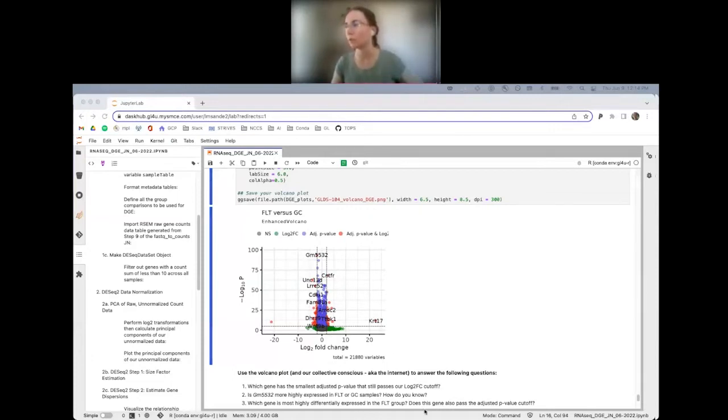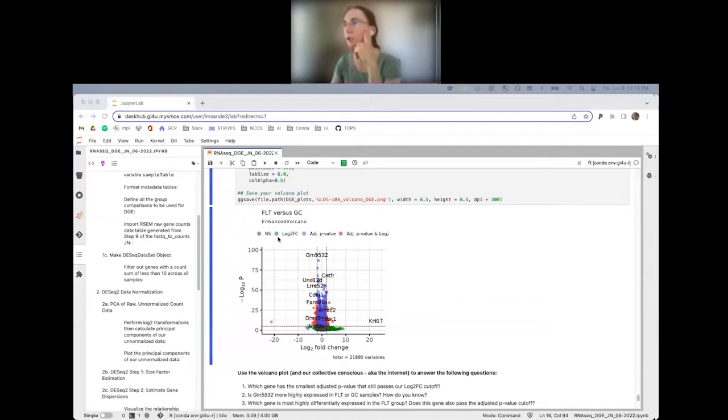And in terms of whether this gene also passes the adjusted p-value cutoff, well, we know that we've set up these thresholds here, where the vertical thresholds are our log fold change thresholds, and the horizontal threshold is the adjusted p-value threshold. So anything above this horizontal line does pass the adjusted p-value threshold. And we can also tell that by looking at the legend here.